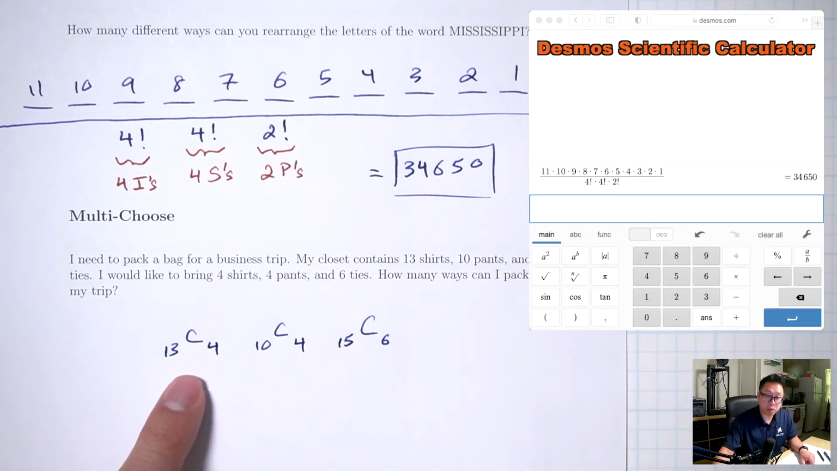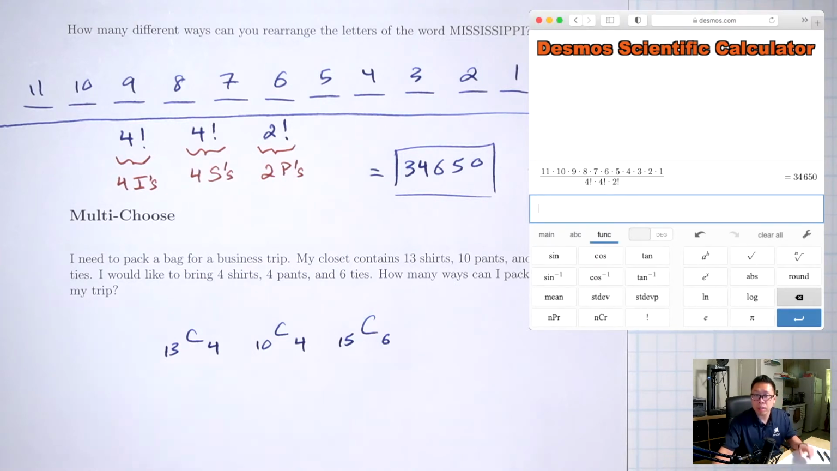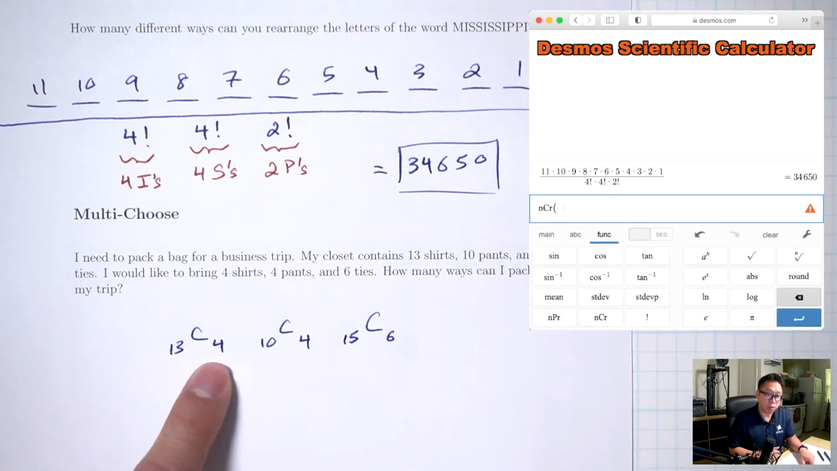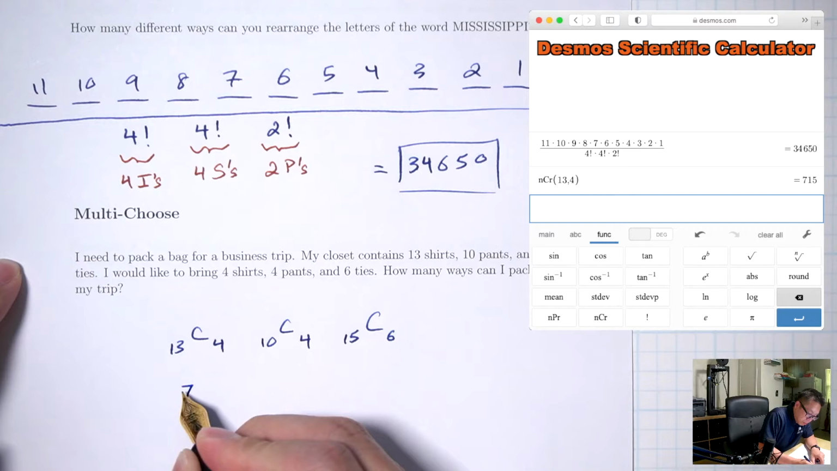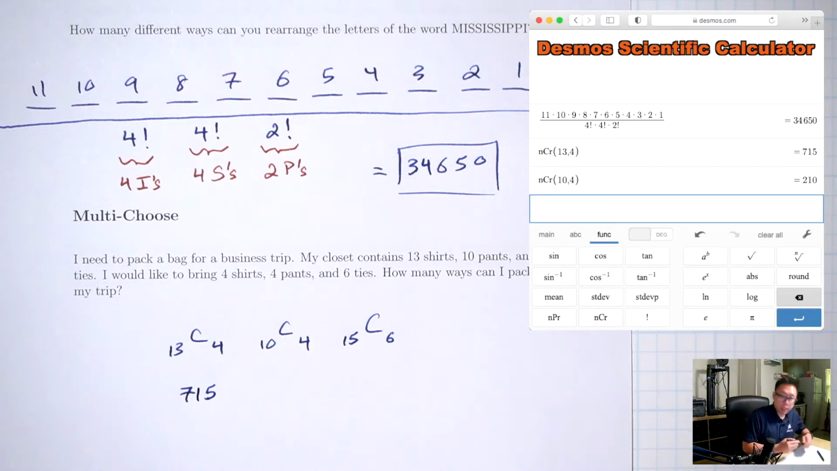To enter combinations into the calculator, you're going to first click on FUNC, function. That should bring up this menu, and then click on the nCr at the bottom. And then you type in the total, comma, how many you're choosing. So for the first one, 13 choose 4 is going to be 13 comma 4. That's 715. The second combination, 10 choose 4. So click on nCr again, 10 comma 4. That's 210.